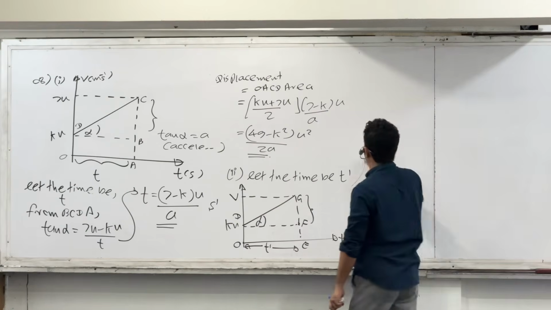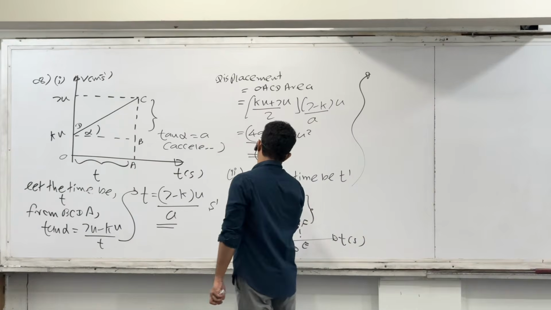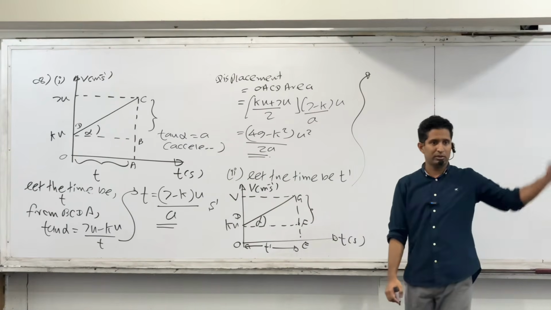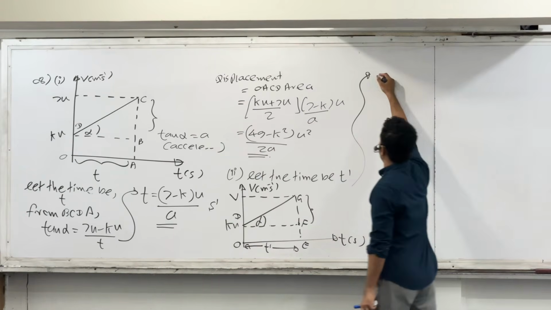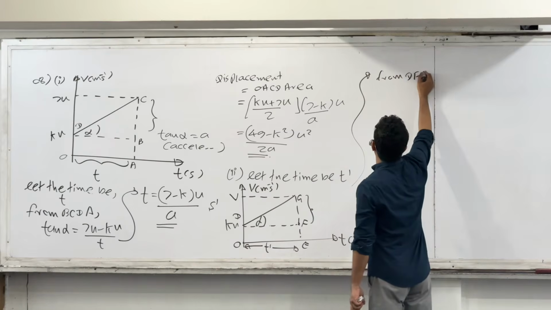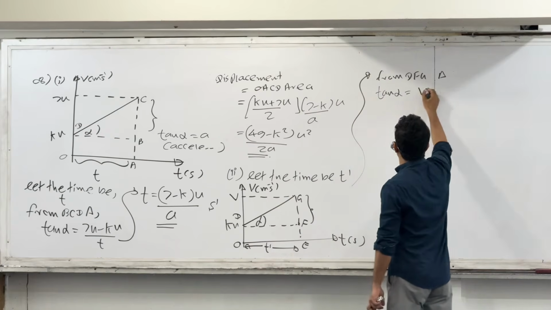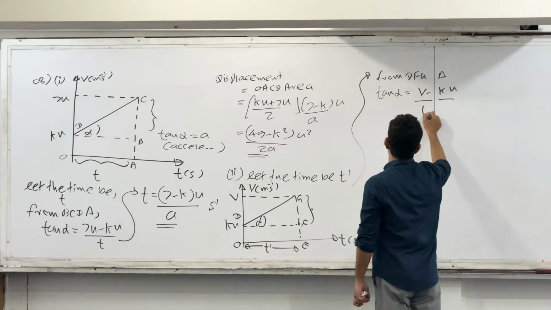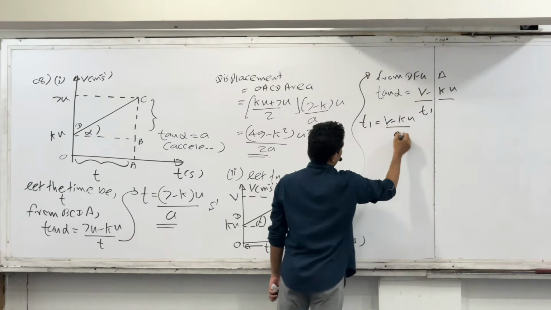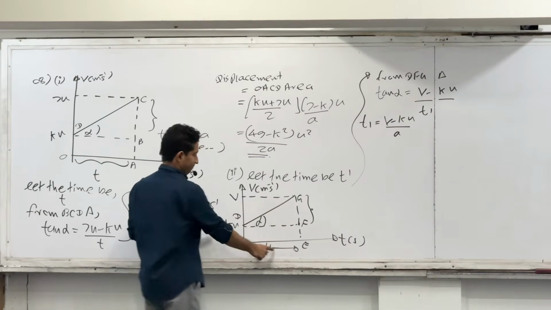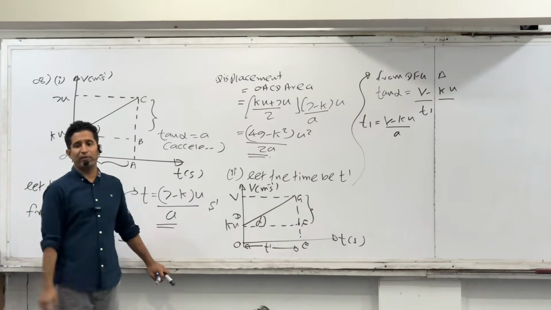Let the velocity be V, in meters per second, V m s^-1. Anyone of you got the answer for this one? T dash? Got it. Okay, great. Now from the DFG triangle, tan alpha equals (V minus Ku) over T dash. So T dash is (V minus Ku) over a. Now you can equate this area to s and then you will be able to find what V is.